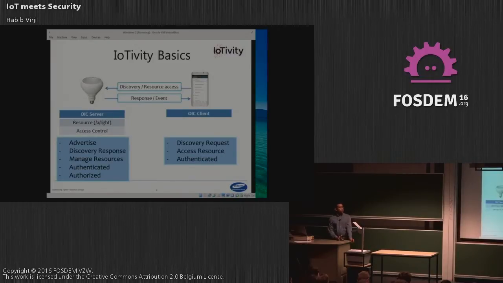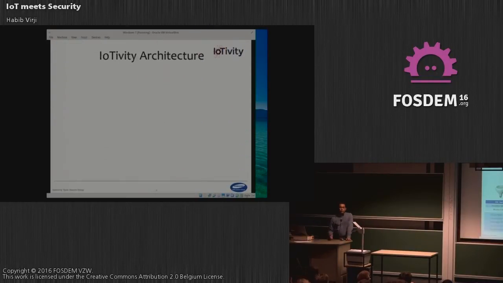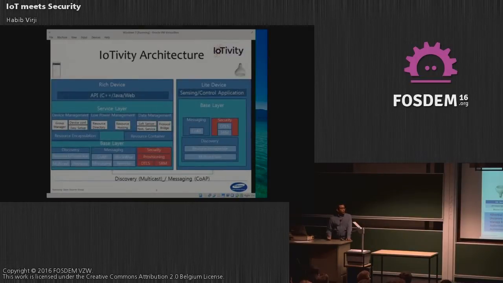So just to give a brief overview of how it looks, you have a light bulb here that exposes a resource, which can have attributes, and each resource has an access control policy defined for it. On the other hand, there is a client which tries to discover this resource, and based on the permission it has, the server responds back to it. So there is a distinction between the client and the server. The server is more of a constrained device with very limited functionality, while the client is more of a rich device from which the communication actually happens.